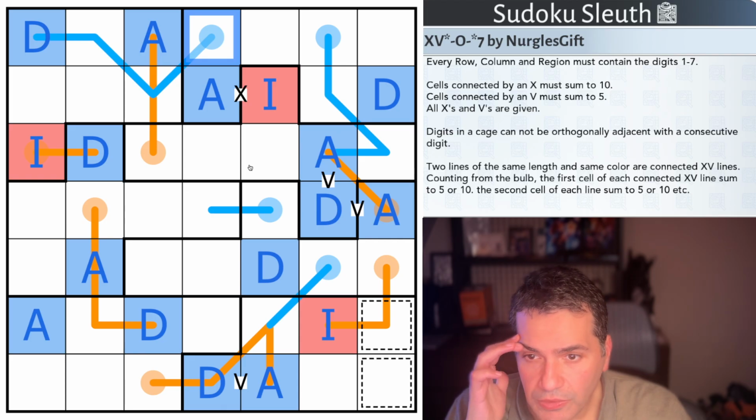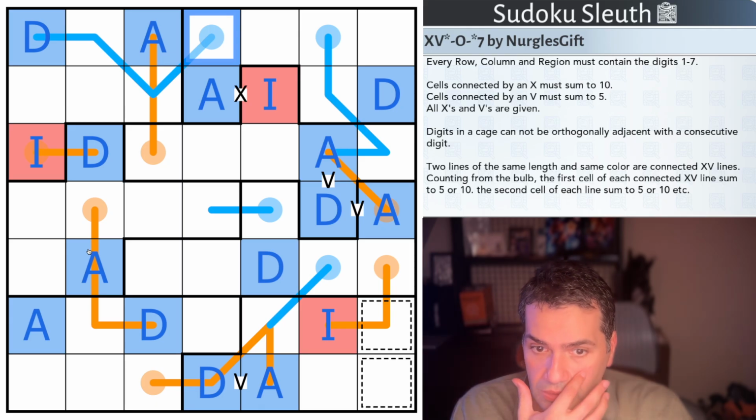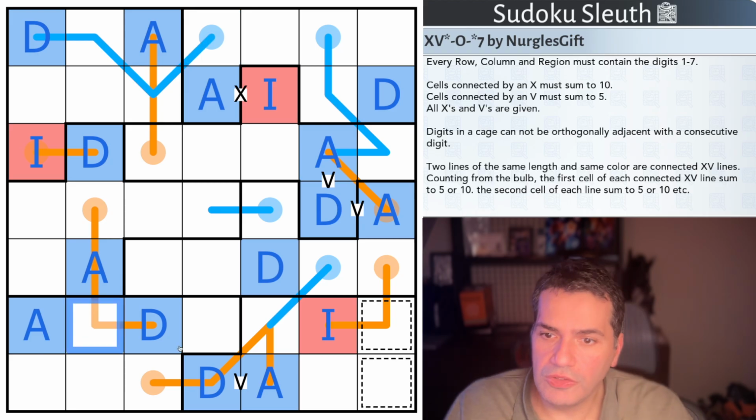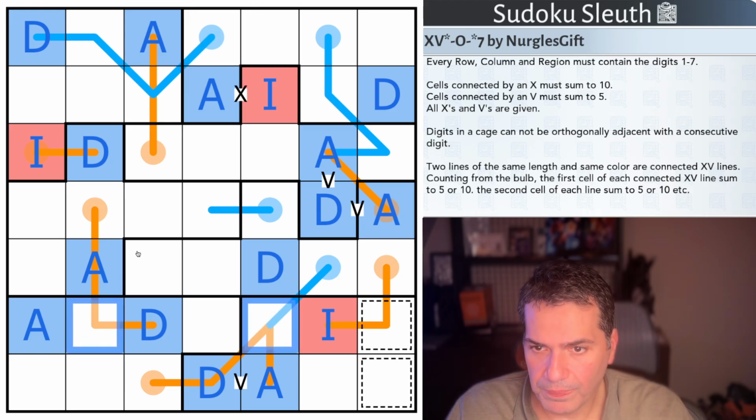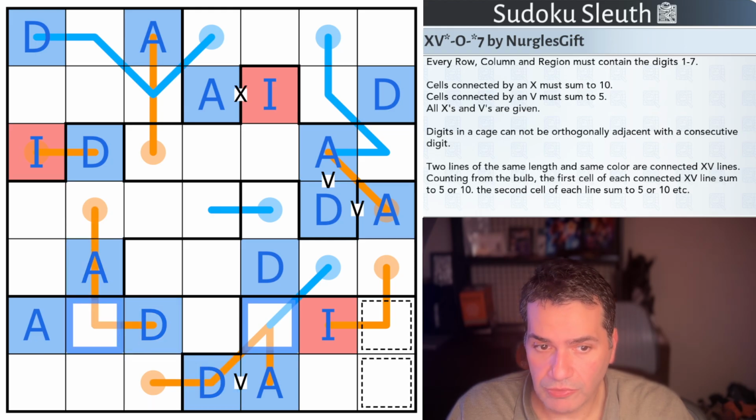If they end up in the same region, or somehow see each other where they're guaranteed to be unique, then the answer is yes. So these two cells, for example, because this line is paired up with this line, so these two are together, I can't have a double 5. That is definitely blue-green.